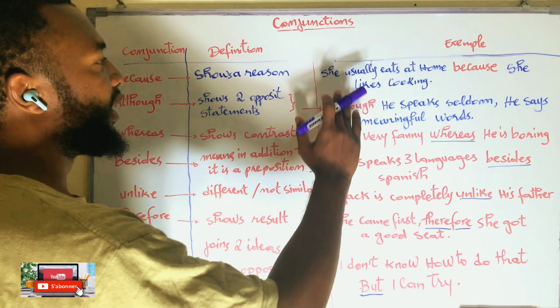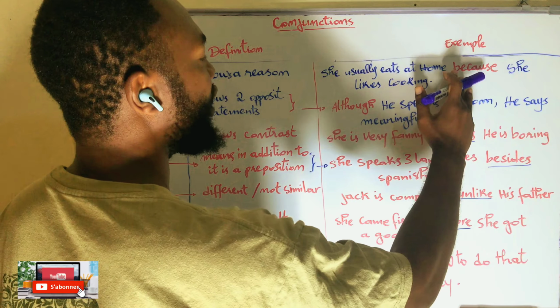Here: she usually eats at home because she likes cooking, right? Usually means as usual. So as usual, she eats at home because she likes cooking.